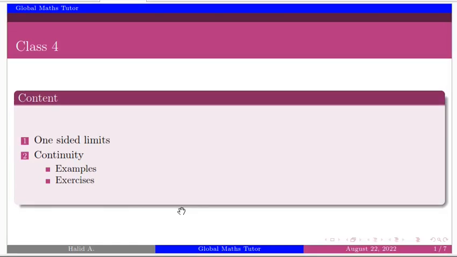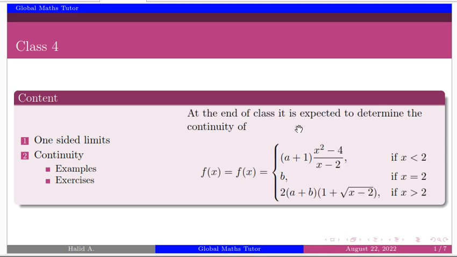In today's lesson we're going to see how to find one-sided limits and how to determine the continuity of a function. We will see some examples, and we will do some exercises after the lecture. By the end of the class, you should be able to determine the continuity of a piecewise function, something like f of x equal to this piecewise function.